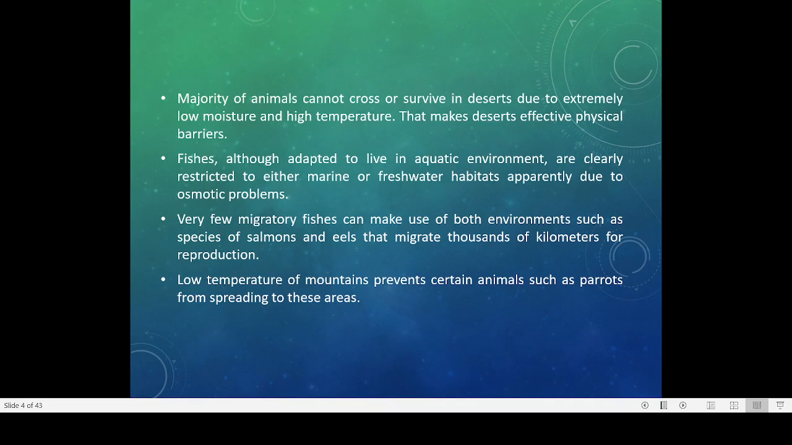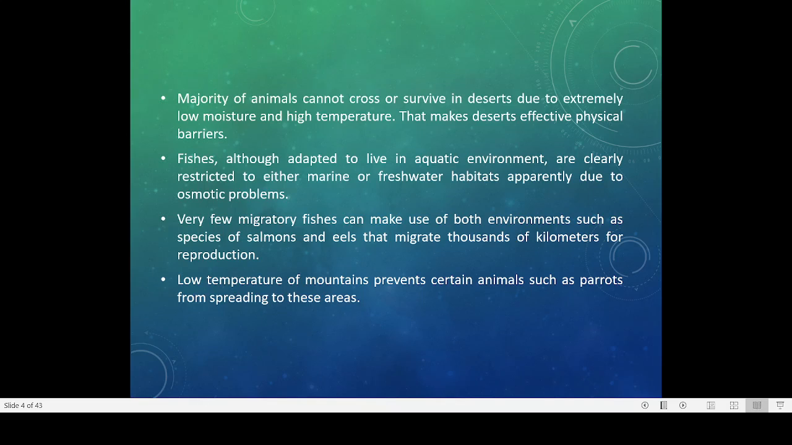Then fishes, although adapted to live in an aquatic environment, are clearly restricted to either marine or freshwater habitat, apparently due to an osmotic problem. We have to understand what it is. All fishes are living in water. But if you take a freshwater fish living in a pond here, and you take that freshwater fish to marine seawater, it will die.